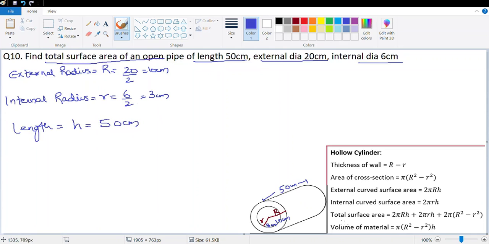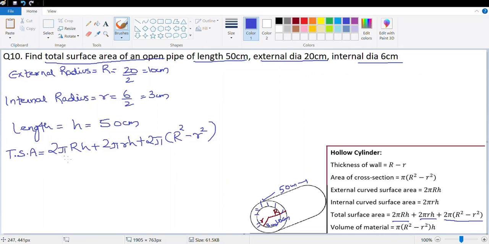So the total surface area that we already know, this is probably the first question of a hollow cylinder that we're doing, would be equal to the curved surface area of the external surface, the curved surface area of the internal surface, and 2 times the area of the ring at the top, as well as the ring that will be formed at the bottom. This is the area of the cross section. So this would be equal to 2 pi capital RH, plus 2 pi small rh plus 2 pi capital R square minus small r square.